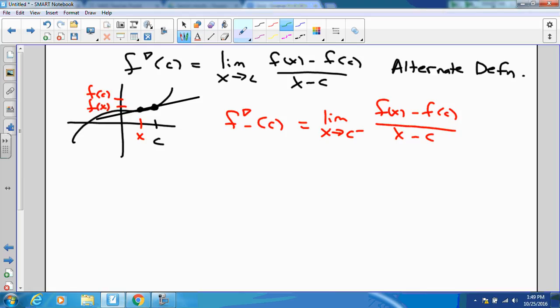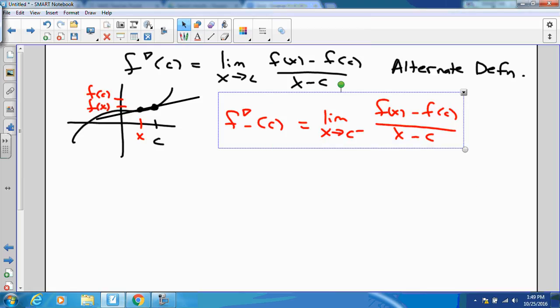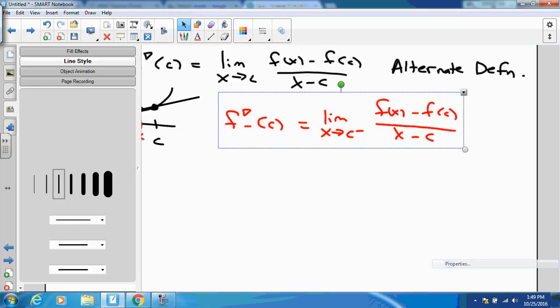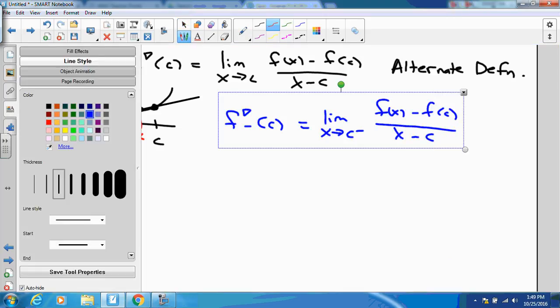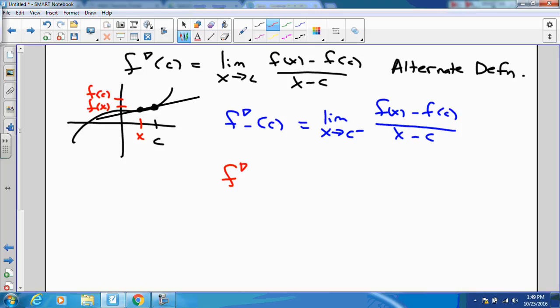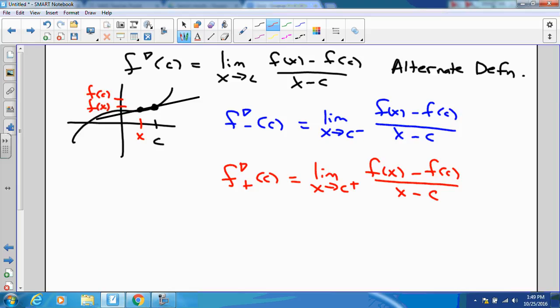And we're going to call the derivative from the right at c, you know what, for the sake of coordination, I'm going to make this one blue. There we go. And then I'm going to make this guy red. The derivative from the right at c is going to be the limit as x goes to c from the right of f of x minus f of c over x minus c.